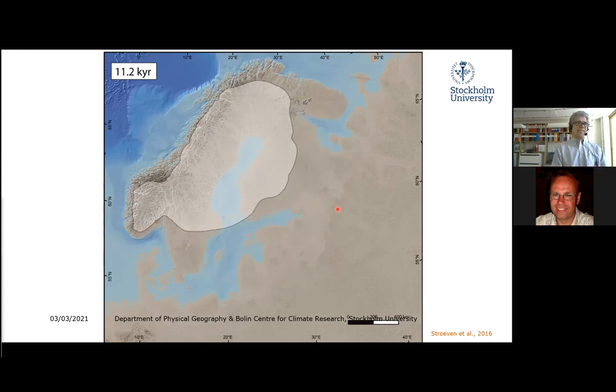But to get that asynchronous behavior, to know what the ice sheet did in different sectors, we need to do more, of course. We need to also have dating into the picture. And some of that will come up in the continuation of this lecture.